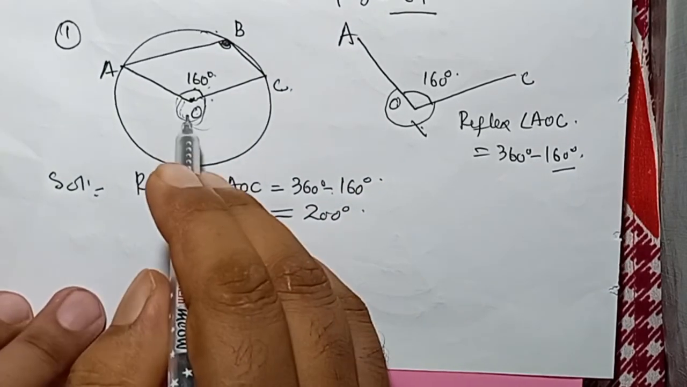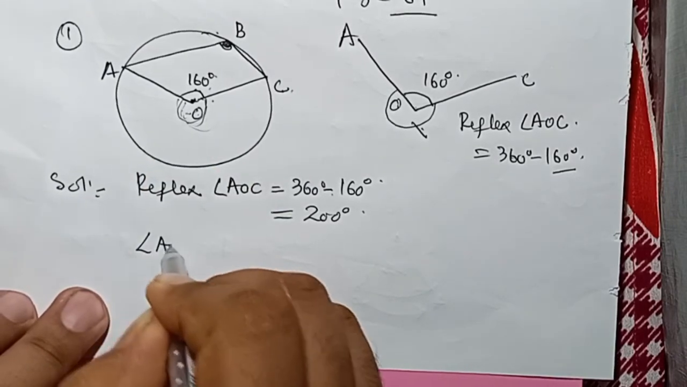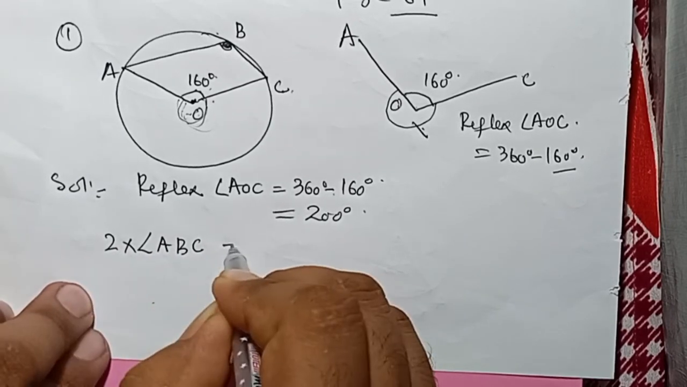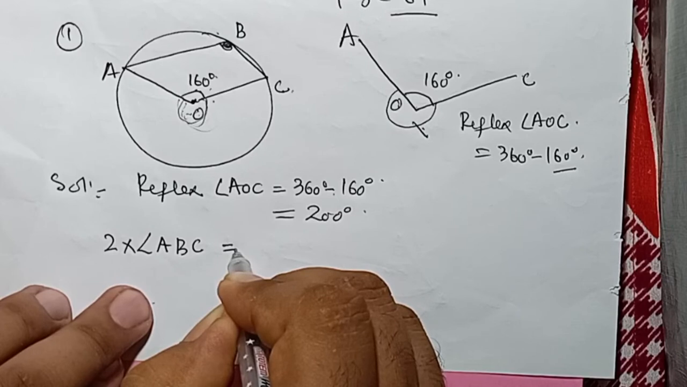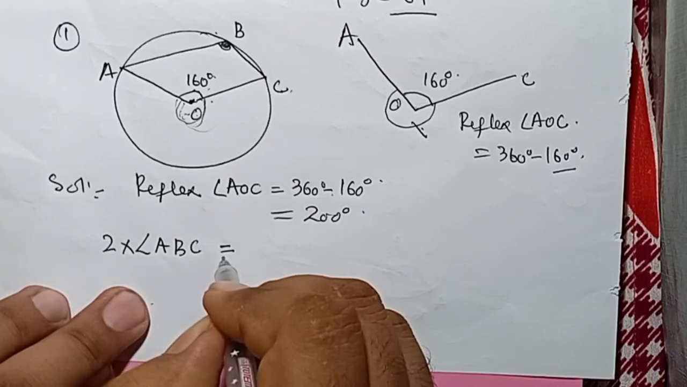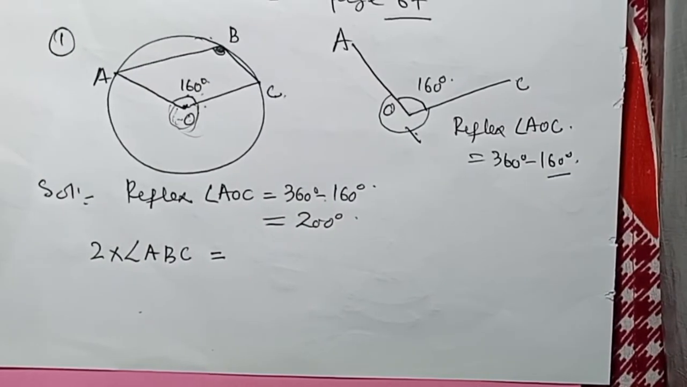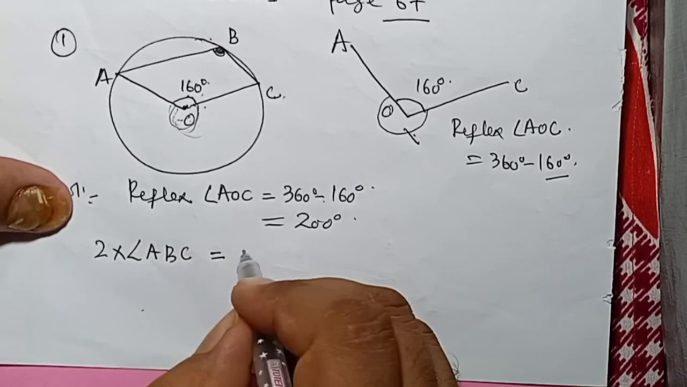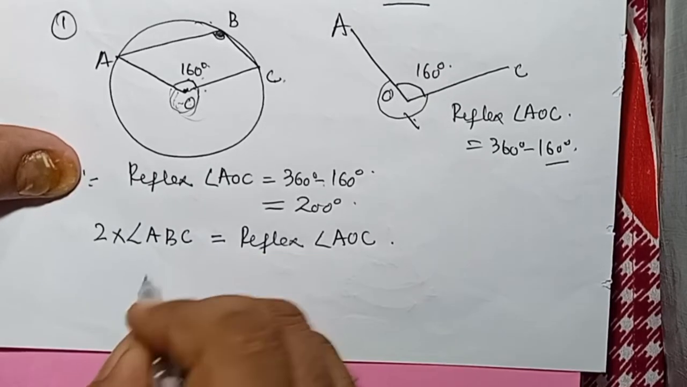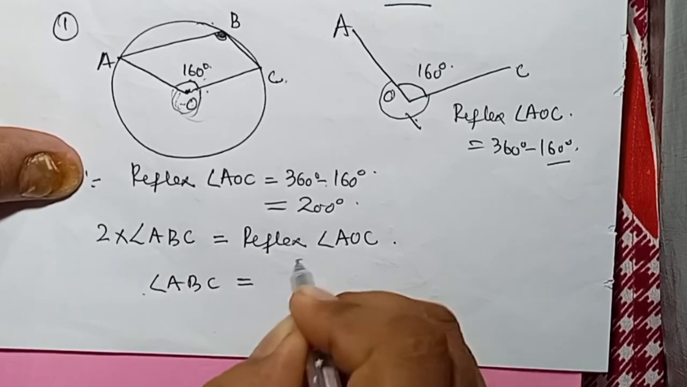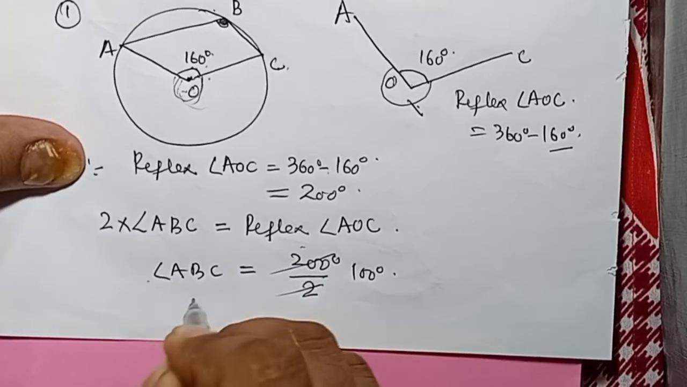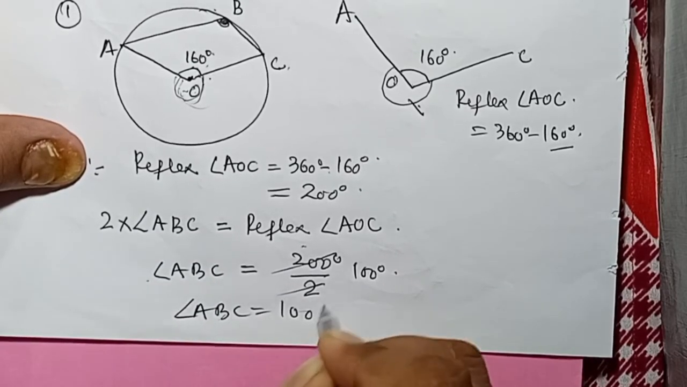Now you can see, twice angle ABC is equal to reflex angle AOC. That is, angle ABC is equal to, what is reflex? That's 200 degrees divided by 2, that is 100 degrees. So angle ABC is equal to 100 degrees.